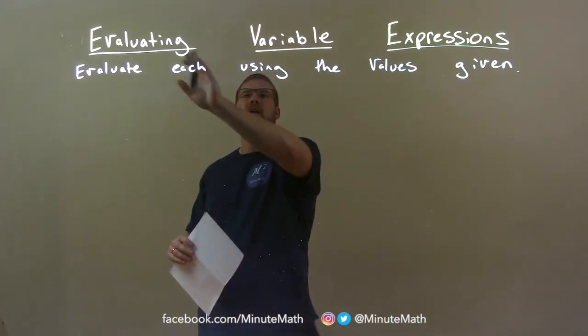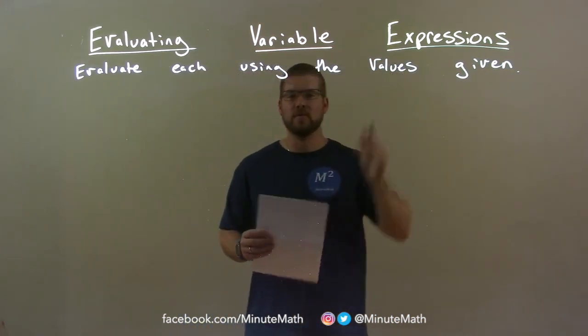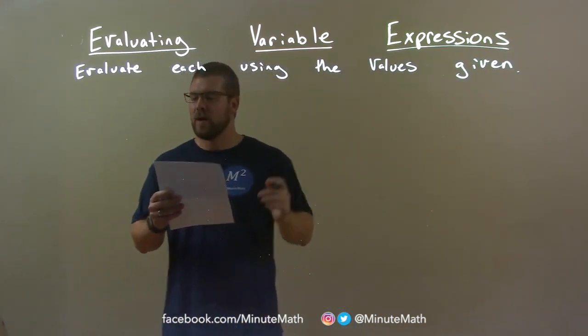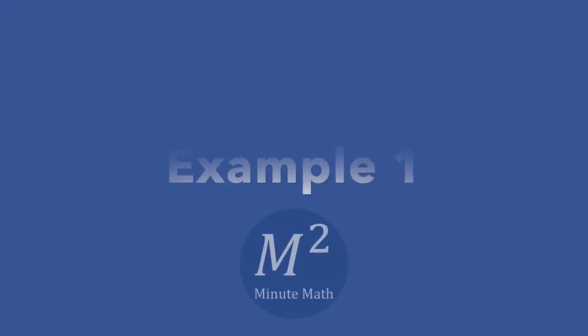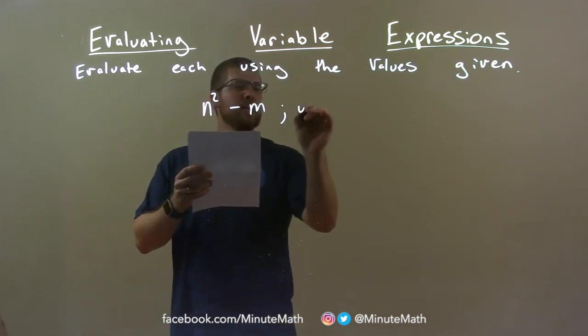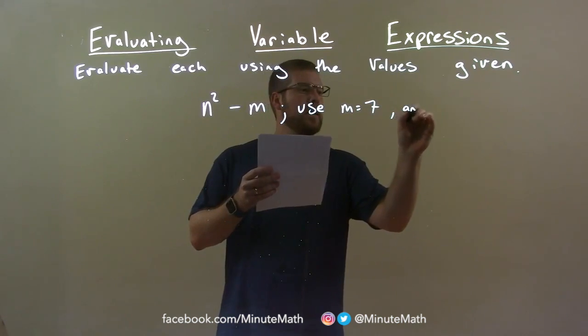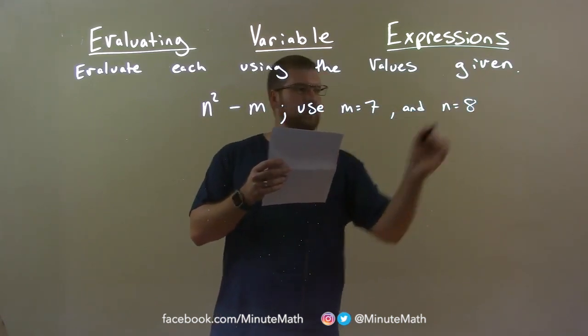And today we're learning about evaluating variable expressions. I'm going to evaluate each using the values given. So, if I was given this expression, n squared minus m, and we need to use m equal to 7 and n equal to 8.